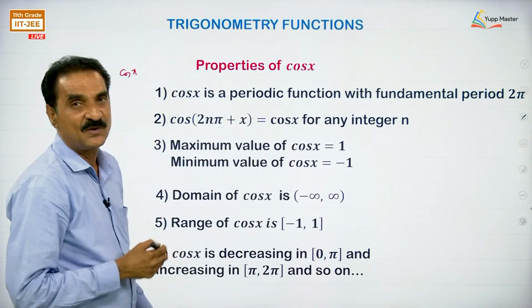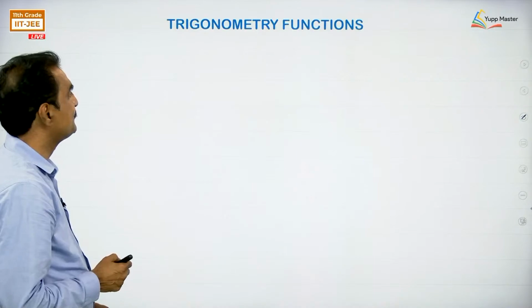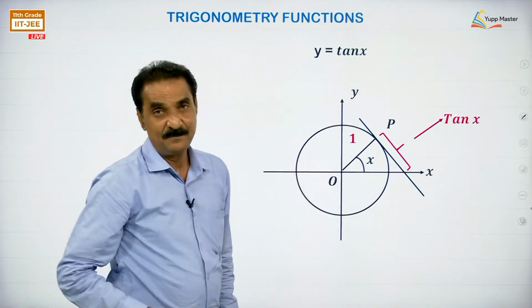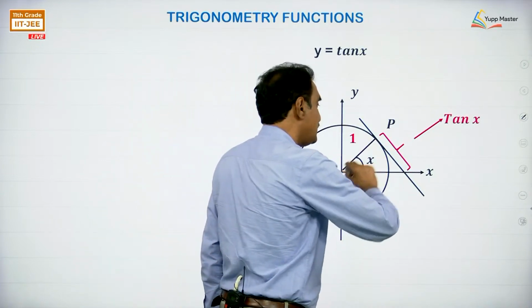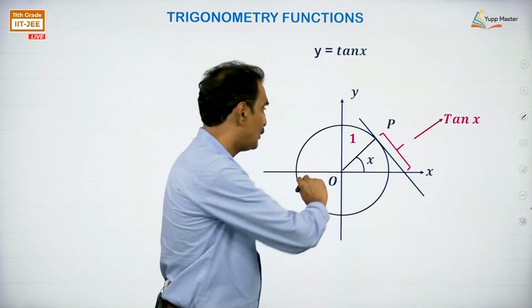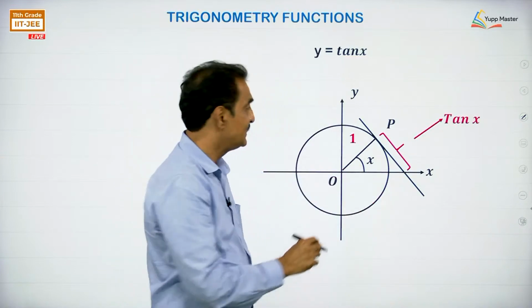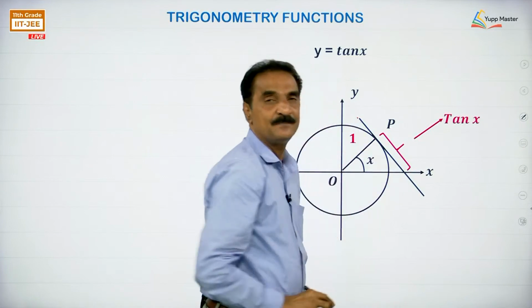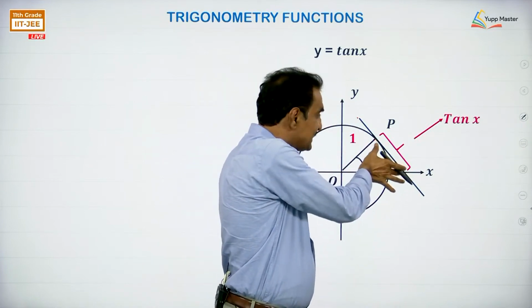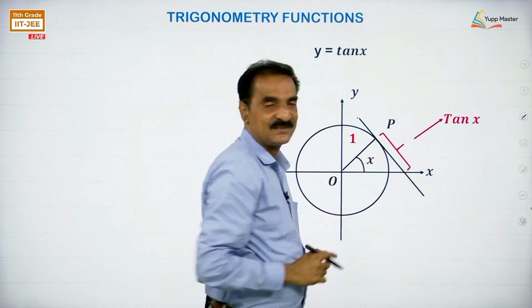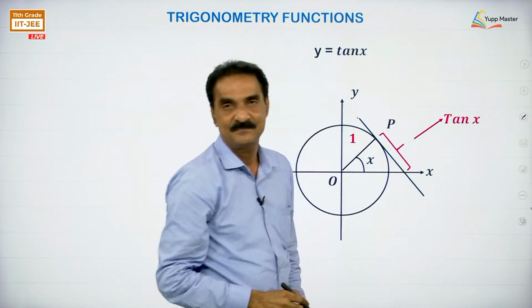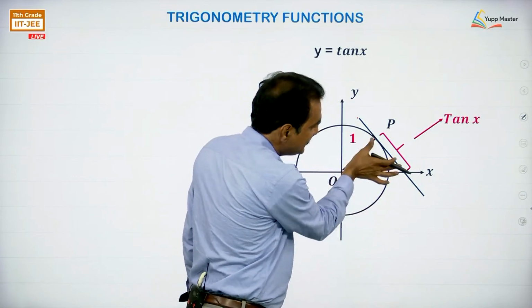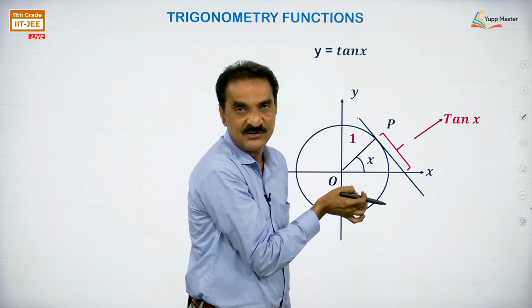Now, coming to the next one, y is equal to tan x. Take same unit circle diagram, take some angle x. OP makes an angle x with the positive x axis, P lies on the circle. If you draw a tangent at P like this, the intercept of the tangent between P and the x axis is called tan x. Now, when P is here, this intercept is 0. So, that is why tan 0 is 0.